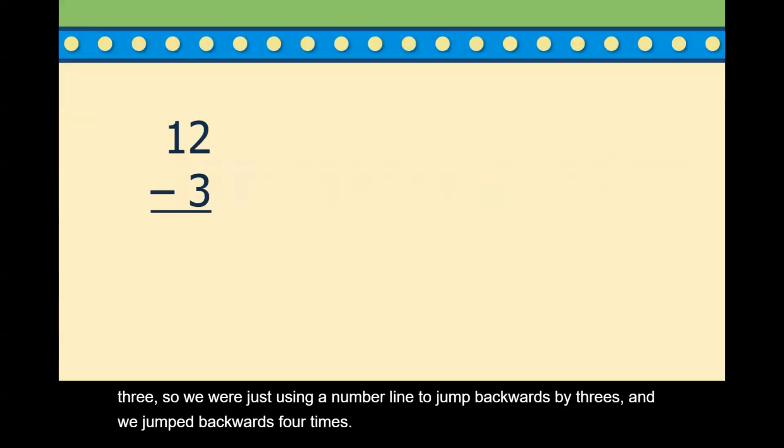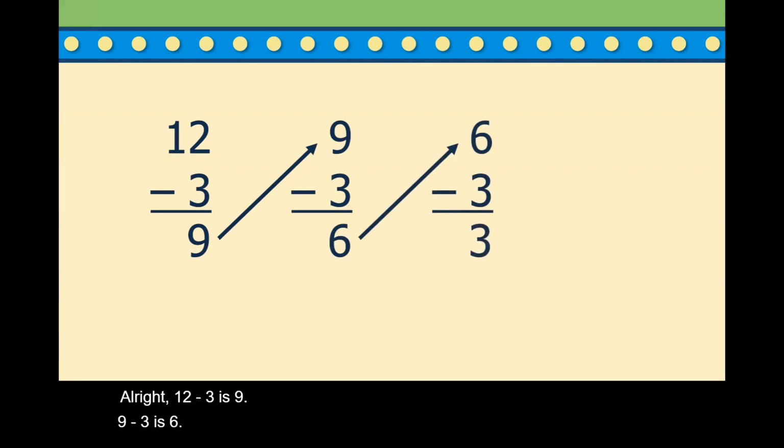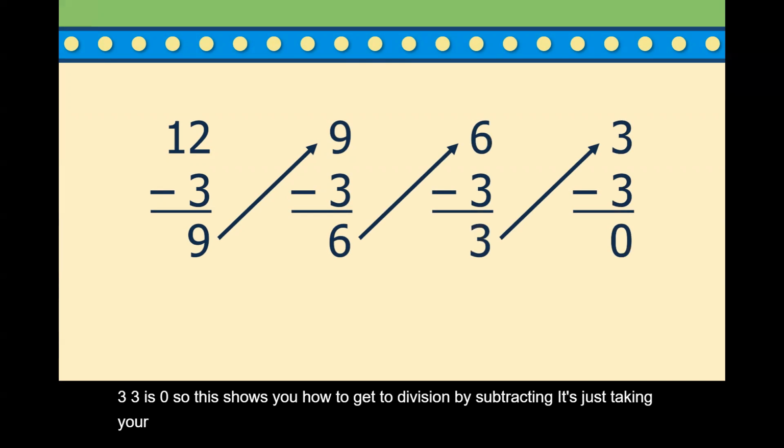All right, 12 minus 3 is 9. 9 minus 3 is 6. 6 minus 3 is 3. 3 minus 3 is 0. So this shows you how to get to division by subtracting. It's just taking your sets and breaking it down.